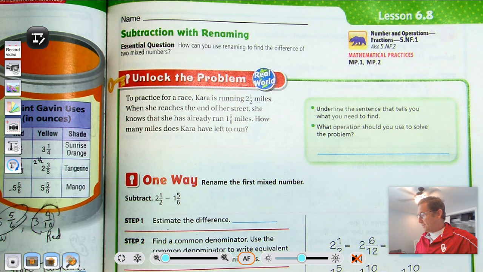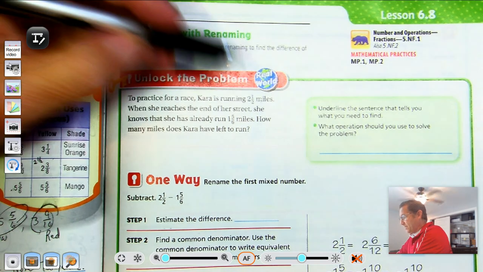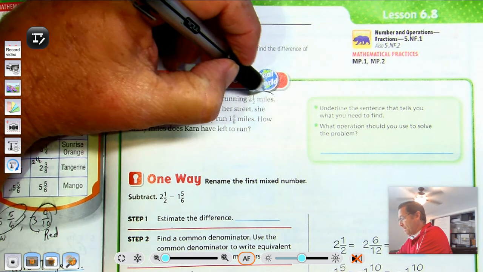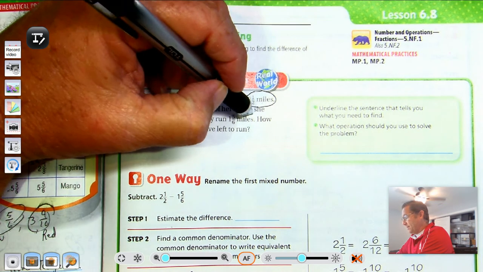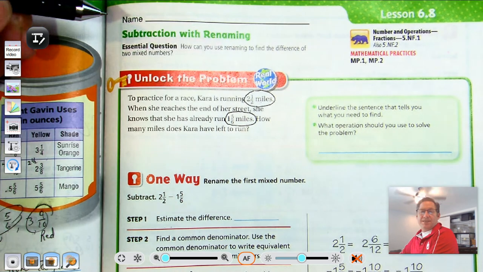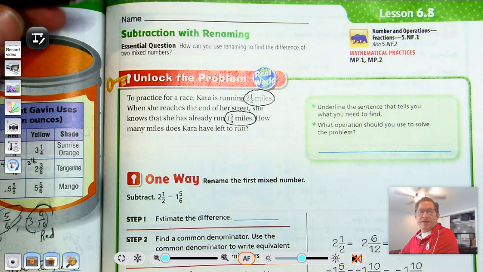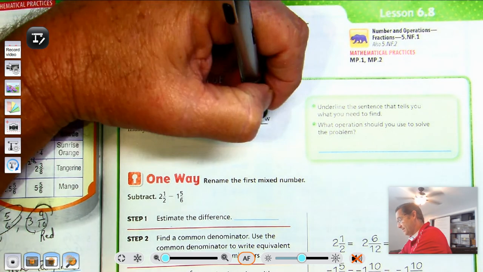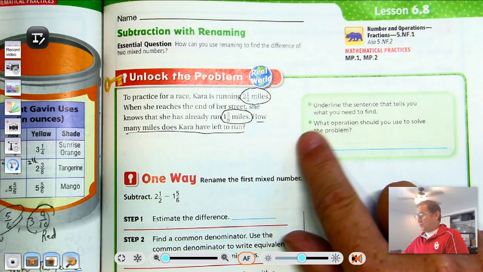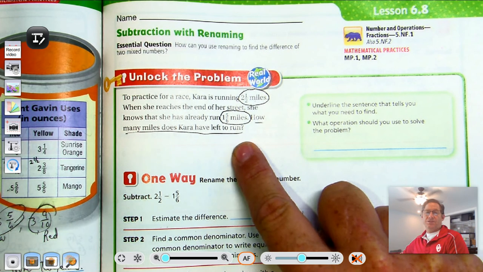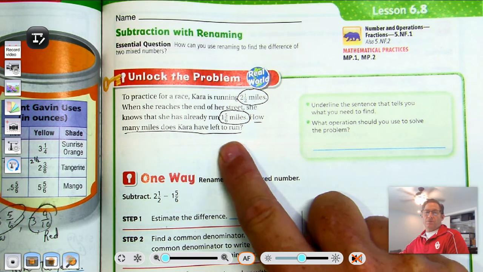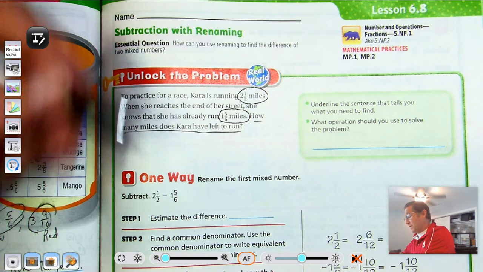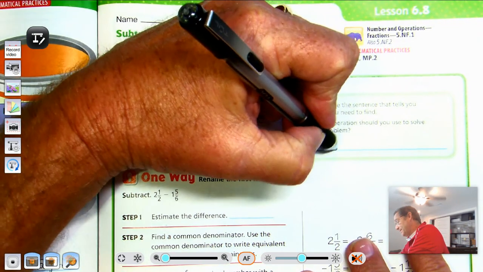All right, so let's look at the unlock the problem. To practice for a race, Kara is running 2 and 1/2 miles. When she reaches the end of her street, she knows that she has already run 1 and 5/6 miles. How many miles does Kara have left to run? Underline the sentence that tells you what you need to find. How many miles does she have left to run? And what operation should we use to solve the problem? Well, the words have left are a clue that we're going to be subtracting.